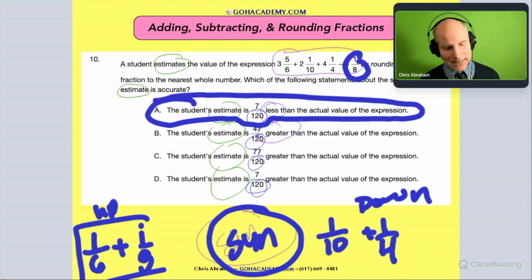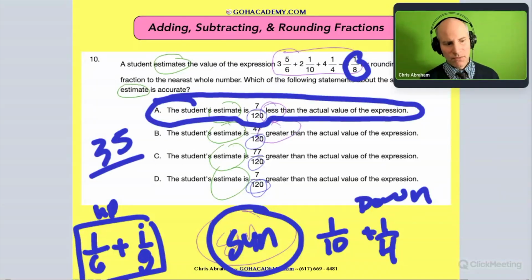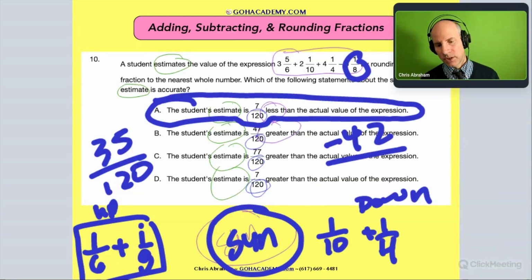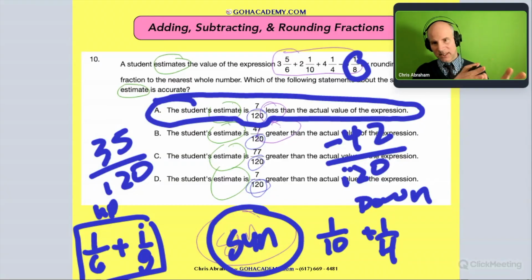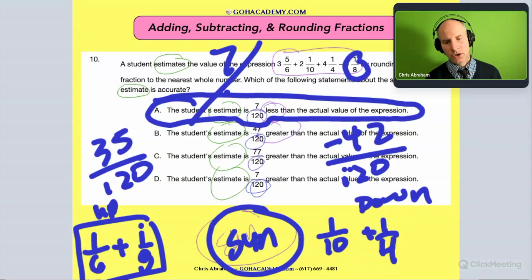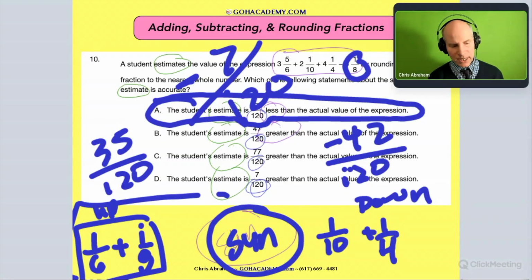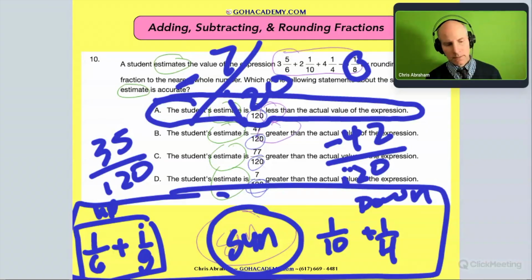Then you have to add these up, and you have to get to your 35 over 120 and your negative 42 over 120. And unfortunately, because it's less than, there's no easy way out of that. And then you have to subtract them to get to your negative 7 over 120. There's no easy way after that point. But maybe if you could just set up the model, maybe that might help, okay?